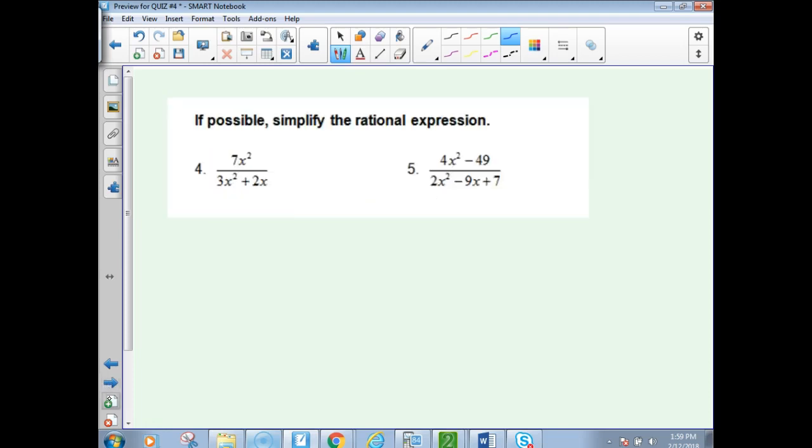All right, number 4. If possible, simplify the rational expression. I will factor the denominator. I will factor out an x, which will give me x times 3x plus 2. Then I can cancel an x in the numerator and denominator, which will just change that x to the second to x to the first. So it's just 7x over 3x plus 2.